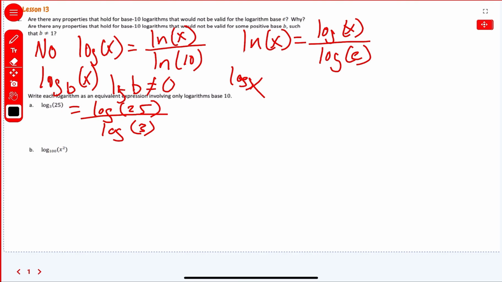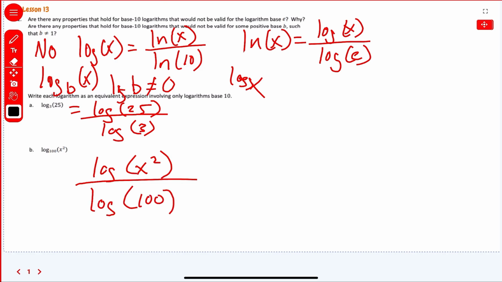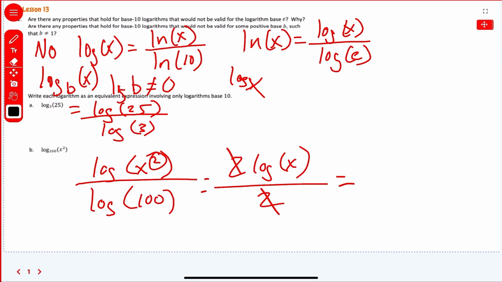Okay. Same thing for b here. We would have log x squared over log 100. But now we can work on that. We can bring that exponent out front, remember. So 2 log x over log 100, well, that's just 2, right? And look, now, so that equals this. And these are going to cancel and just leave you with log x. Okay.